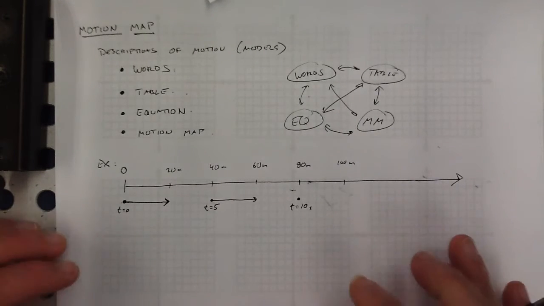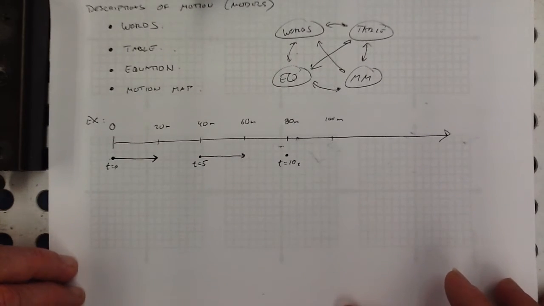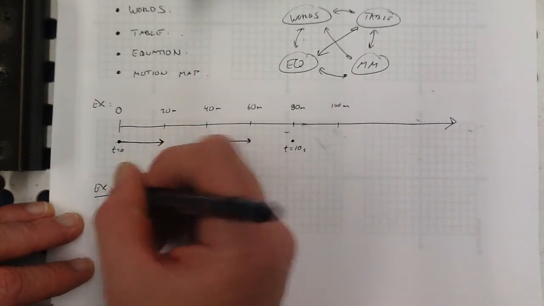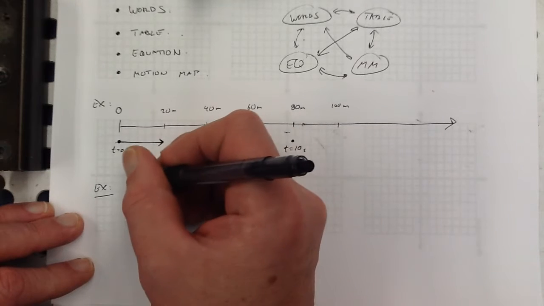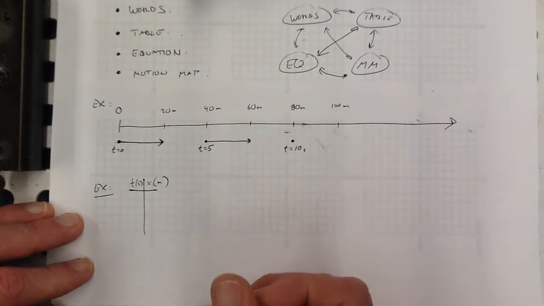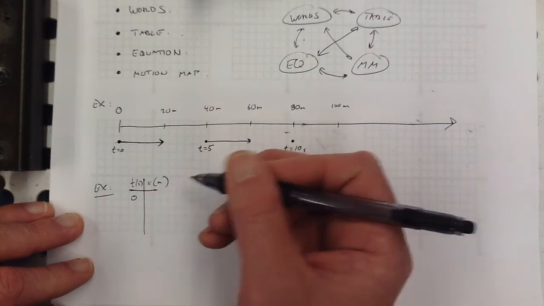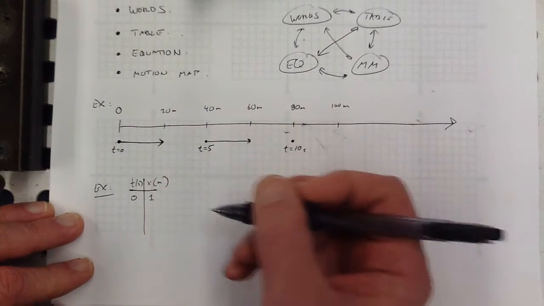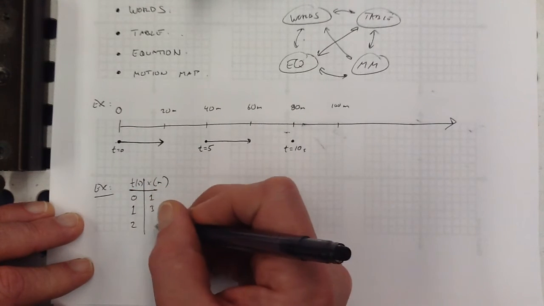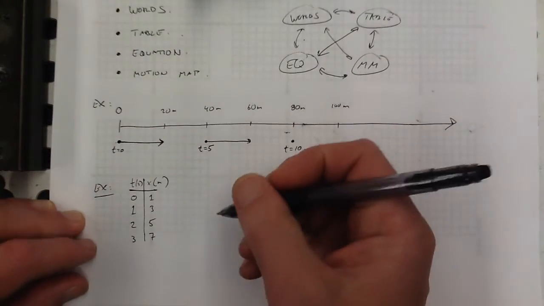It's really not very hard once you get comfortable doing it, I think, and really just understanding what these are. So let me give you a couple examples. Here's a table. Here's times in seconds. Here's positions, we'll say in meters. Let's say something is at time 0 at position 1 meter, and at time 1, it's at position 3 meters. Time 2, it's at position 5 meters. Like that. Can we make a motion map?